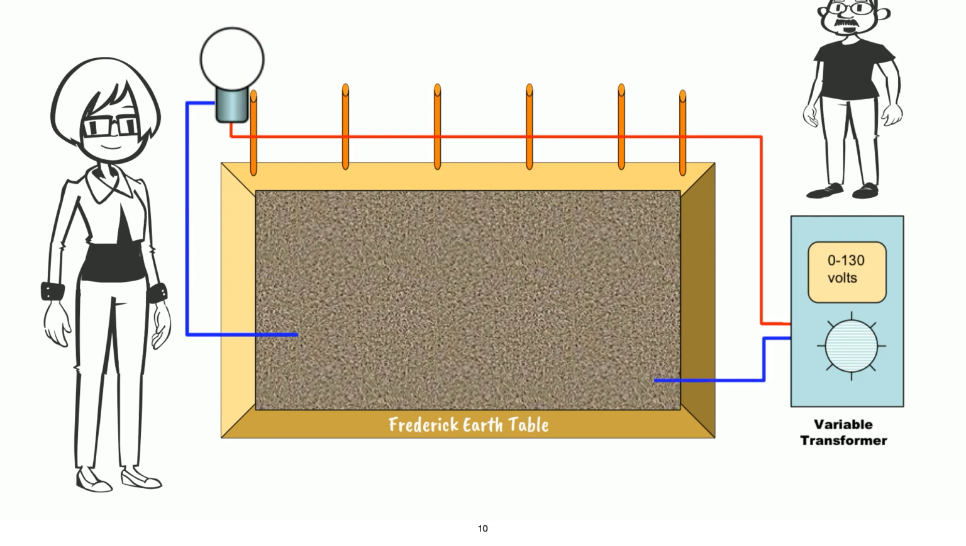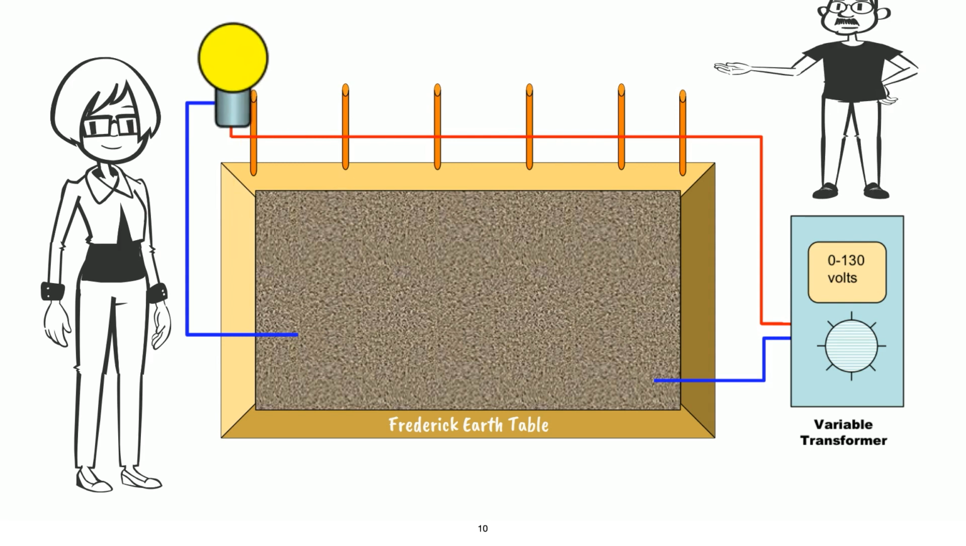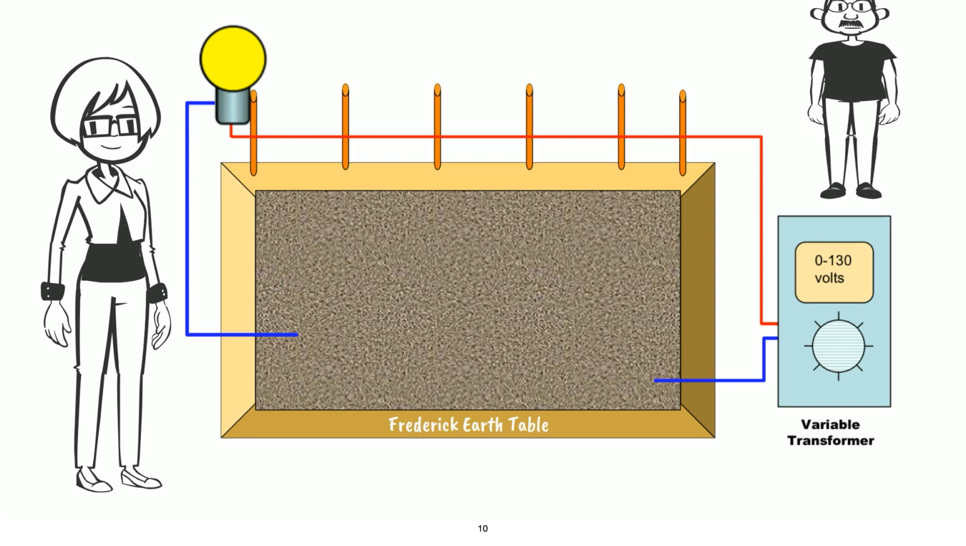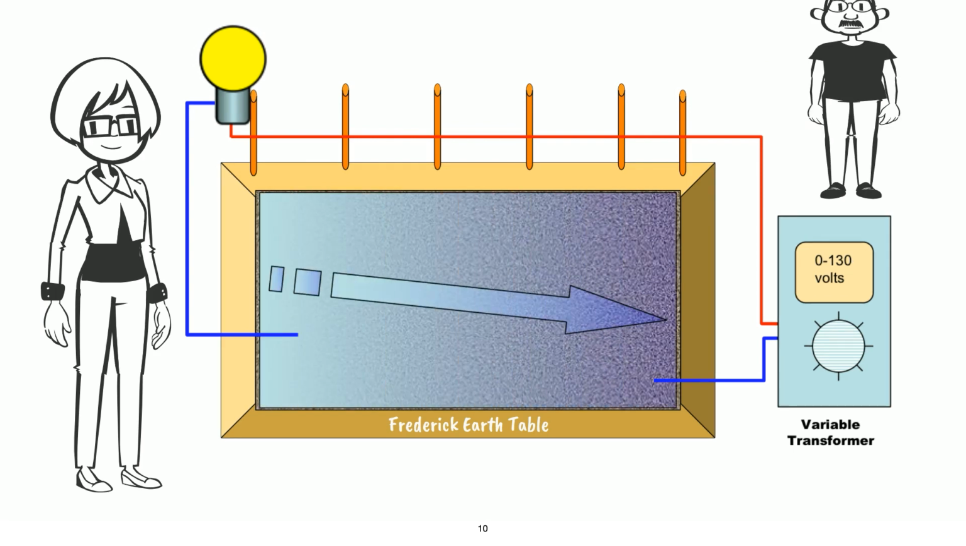I can then take the other wire, attach it to the transformer and place the end of the wire into the soil as well. As you can see, the two wires are not touching. When I turn on the transformer, if the light bulb turns on, it means that there is current flowing through the soil. If we could see the electricity, this is what it might look like.